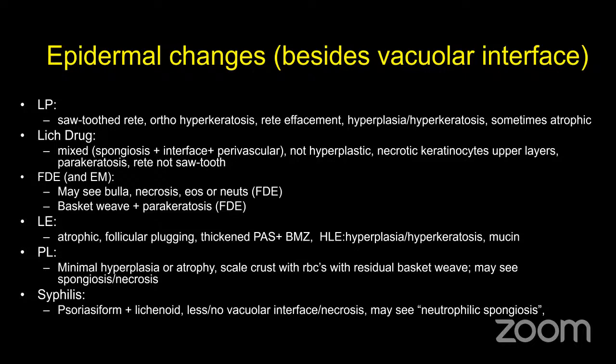And the thing I didn't show you, this is sort of something that for me is a big clue, is the presence of neutrophilic spongiosis. This was an interface talk, so I didn't really mention this, but I want to just mention it here. So trickling of neutrophils into the epithelium to me is also a clue for syphilis.